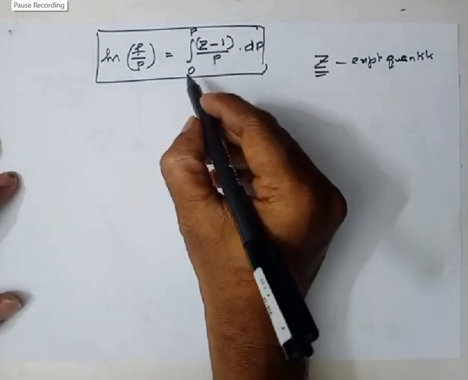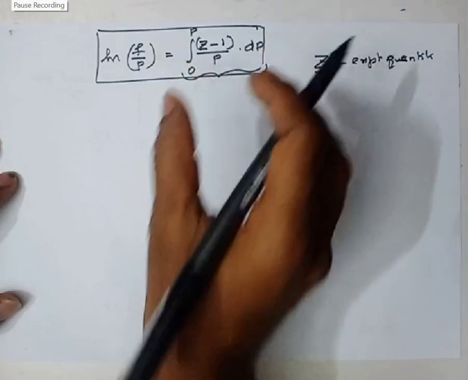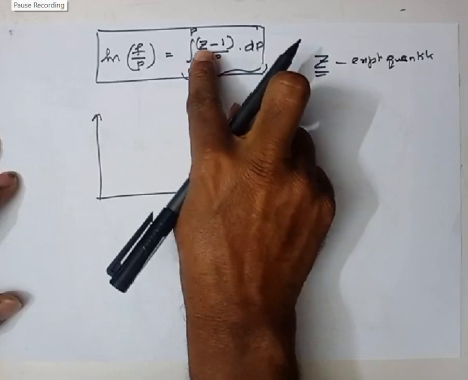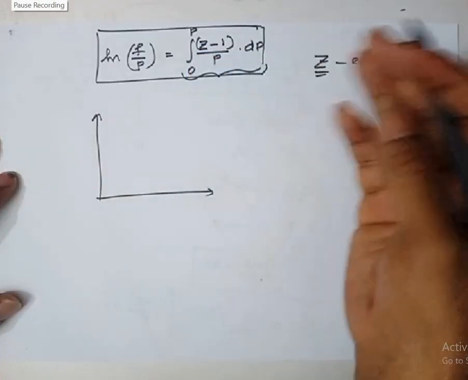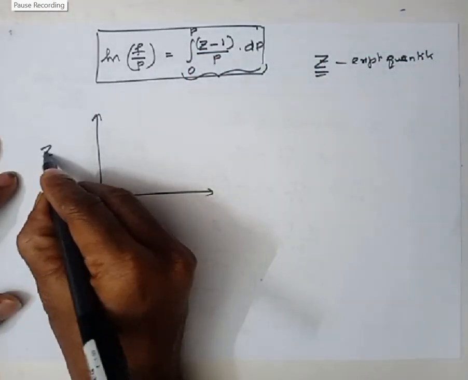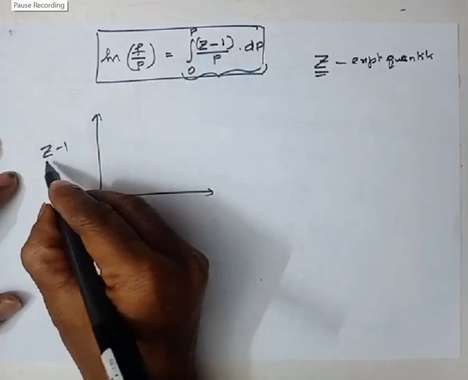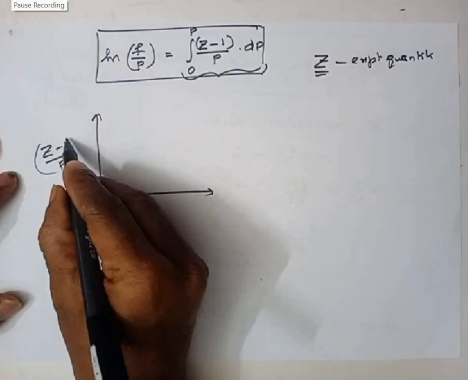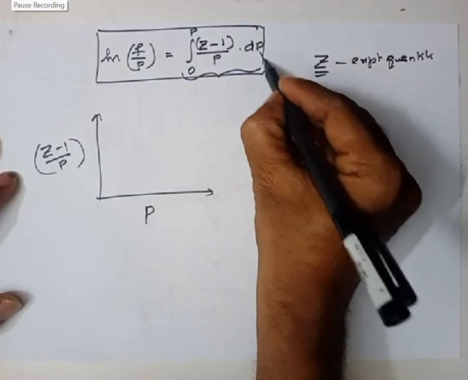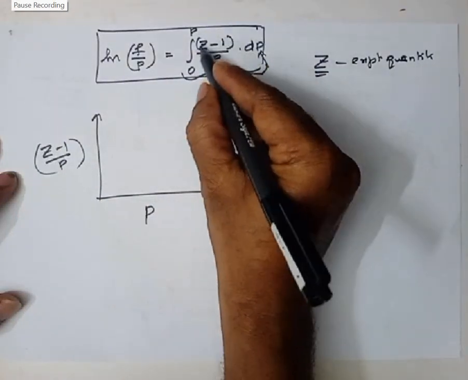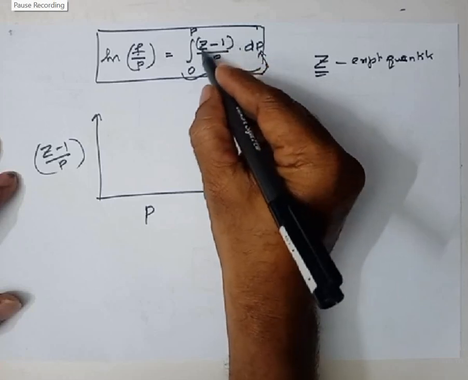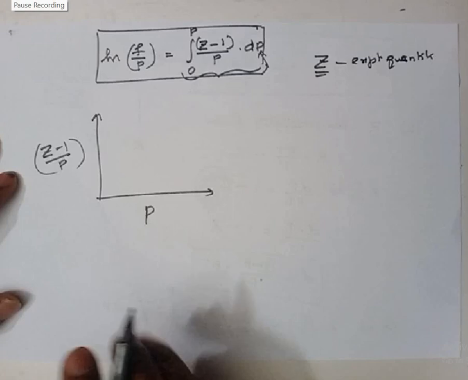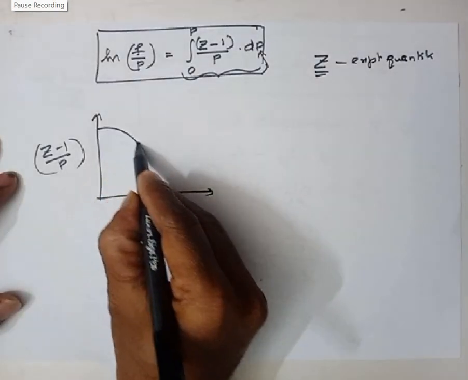See how to find this integral. How to find this integral is very simple. What to do? Find out Z value, compressibility factor value for various pressures, and subtract 1 from that, and divide by pressure of the gas. Plot this quantity versus P. I am just plotting Z minus 1 by P in y-axis, and pressure in x-axis. If you plot, you will get a graph something like this.